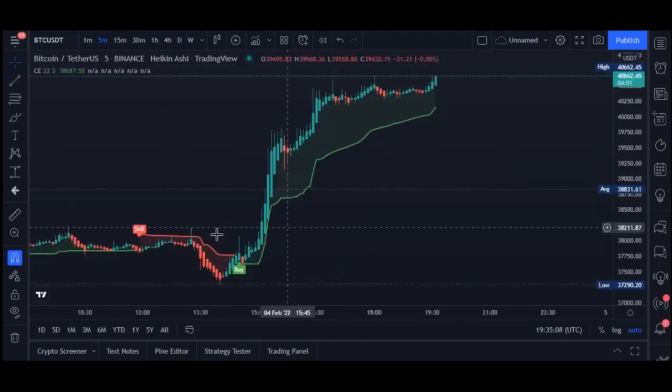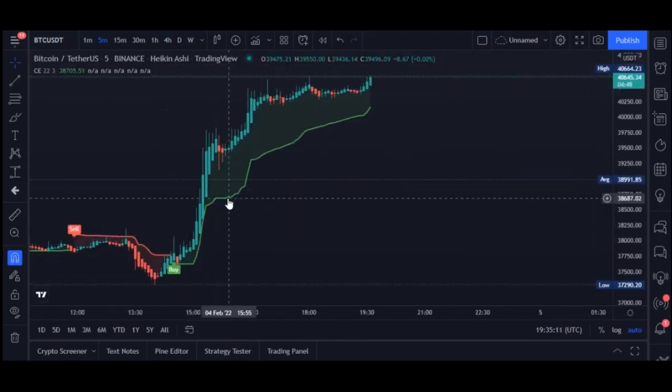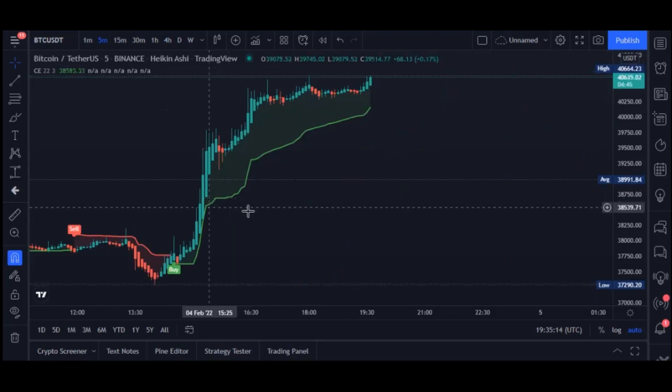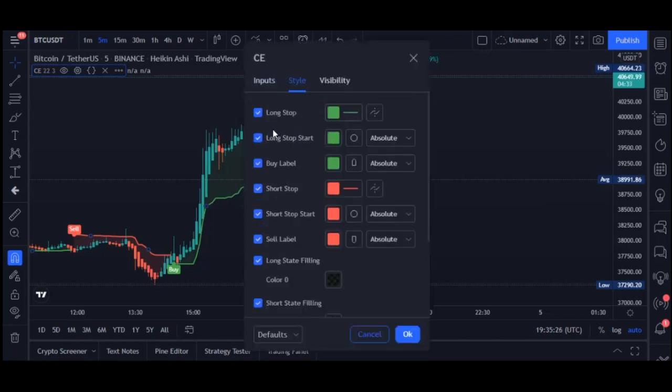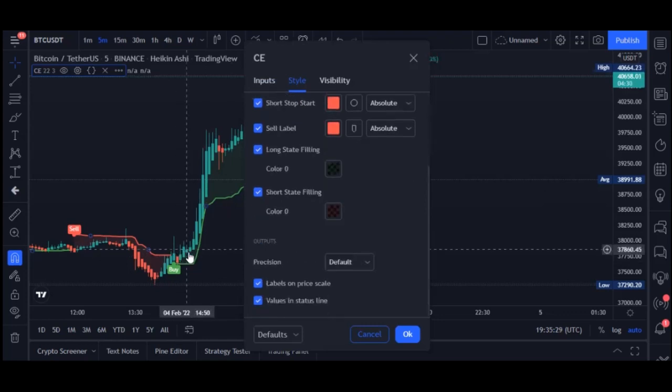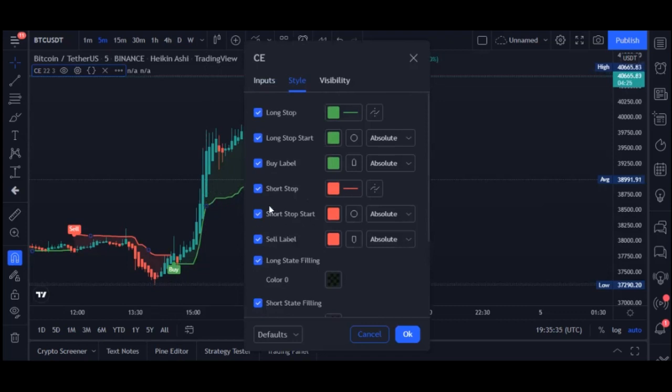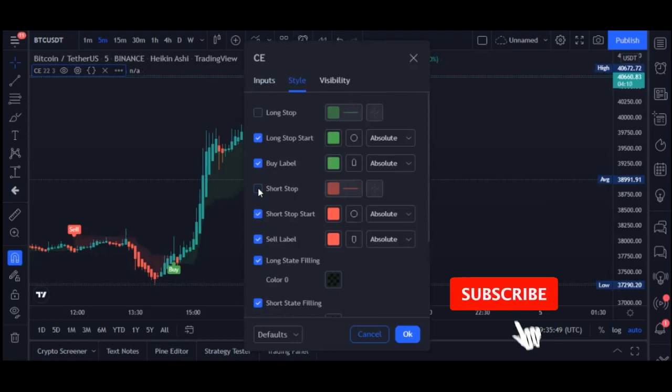Once you put it on, I don't do any other settings to this indicator. But if I don't want all of these lines showing up here, I can click on the settings icon and go to Styles. To remove the lines that follow the sell and buy signal, you see the long stop here. Once you click on it, it goes off. Then the short one, this is the short. If I click on it, the line goes off.